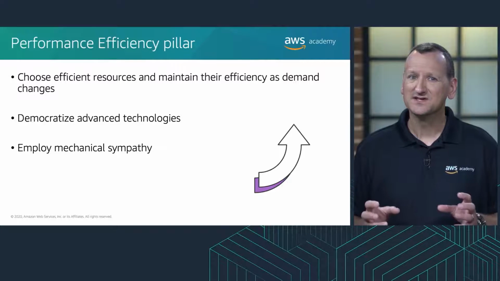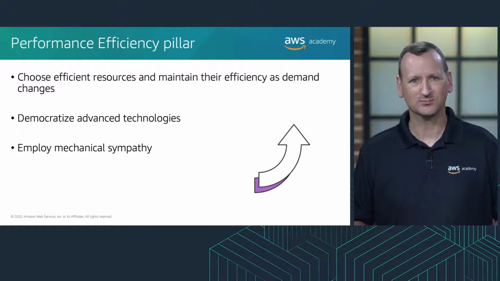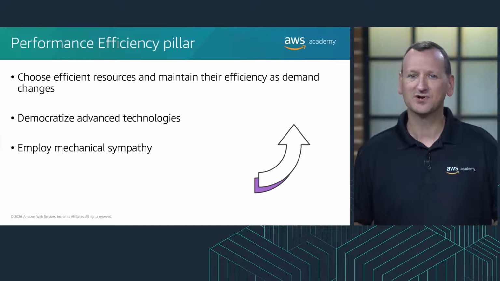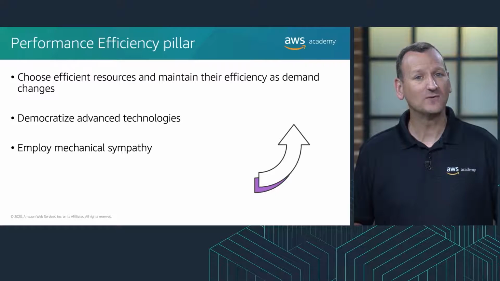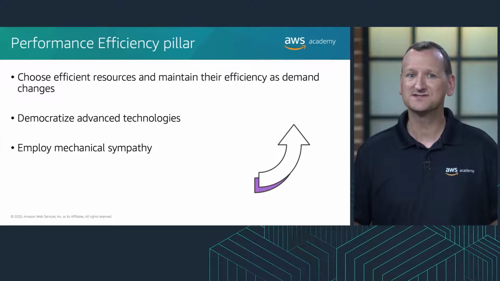Mechanical sympathy is when you use a tool or system with an understanding of how it operates best. Use the technology approach that aligns best to what you are trying to achieve. For example, consider data access patterns when you decide on your approach to databases or storage.